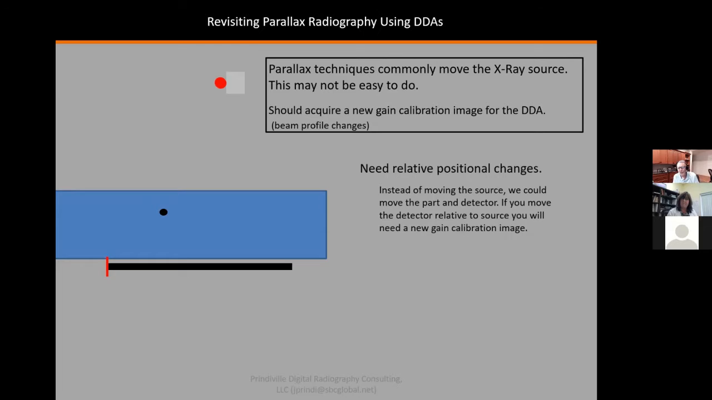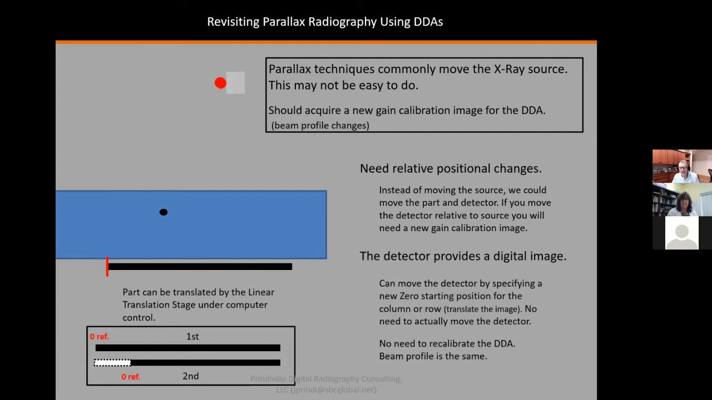But all we really need is a relative shift. So instead of moving the X-ray source, we could move the part and the detector. The result's the same. It's a relative shift. But if we move the detector, now we're going to have to get another calibration file and deal with another gain field. We don't want to do that. So don't move the detector. You can effectively move the detector by specifying a new zero start position for the detector. Don't bother moving it. Just pretend it's a shorter detector and it starts a little bit further back. So then there's no need to take another gain field.